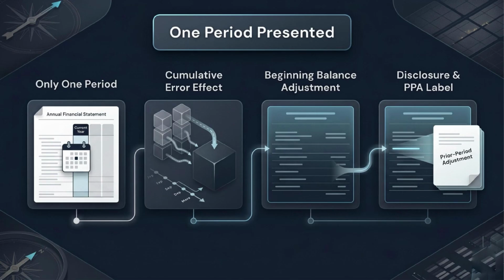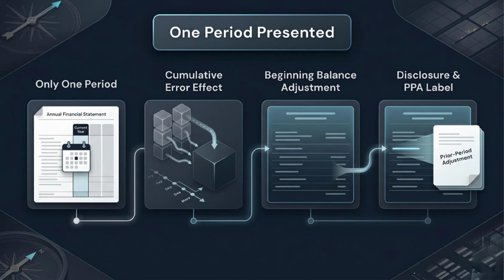What if only one period is presented? Then there are no comparative columns to restate. In that case, the cumulative after tax effect of errors from periods before the single presented year is recorded as an adjustment to beginning retained earnings or another relevant equity component. The statement of changes in equity labels it as a prior period adjustment.